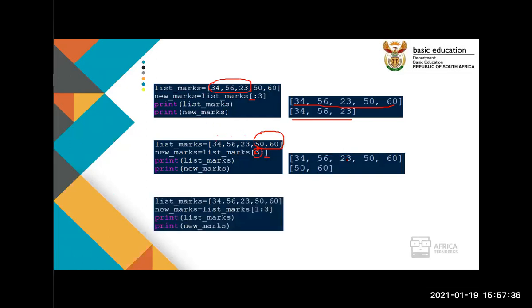Next example. I'm going to start at 1 and stop at 3. So if I look at it, that's 0, 1, 2, 3, 4. So we're going to start at 1 and we're going to go up till 3, but the last position is never included. So it copies 56 and 23.